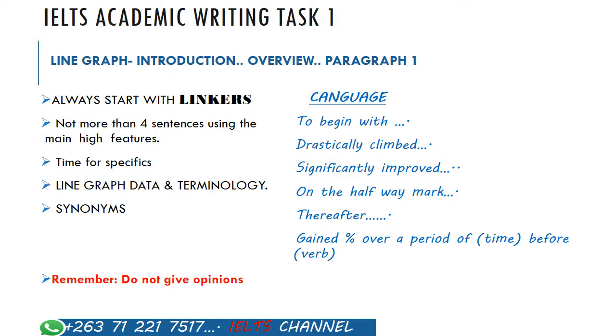Next, we write not more than 4 sentences using the main high features. Next, it is time for specifics. Paragraph 1 is for line graph data and terminology, and we make use of synonyms to avoid repeating ourselves. But whatever we do, we do not give our opinion. In fact, IELTS Academic Writing Task 1 is an information transfer task. We are merely converting graphic data into a 150-word essay.